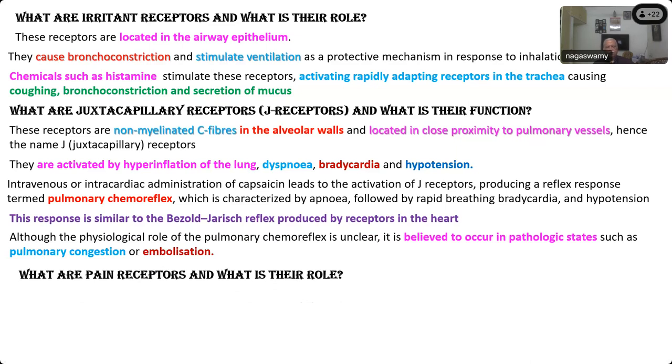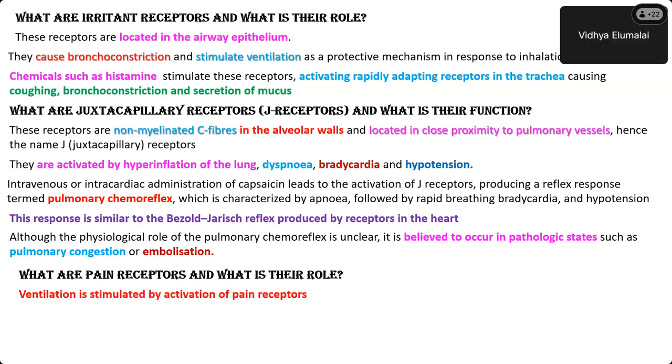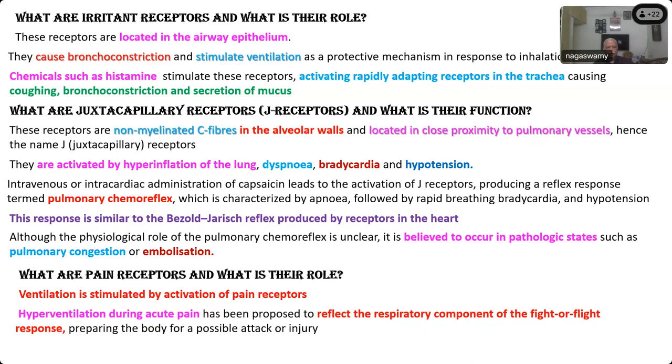What are pain receptors and what is their role in control of respiration? In response to pain, the rate and the depth of respiration will increase. So ventilation is stimulated by activation of pain receptors. Hyperventilation during acute pain has been proposed to reflect the respiratory component of the fight or flight response, because of the sympathetic stimulation preparing the body for possible attack or injury. You would have seen any patient in acute pain due to trauma hyperventilating. They will increase the rate. At least they will be tachypneic, because ventilation is stimulated from the pain centers.